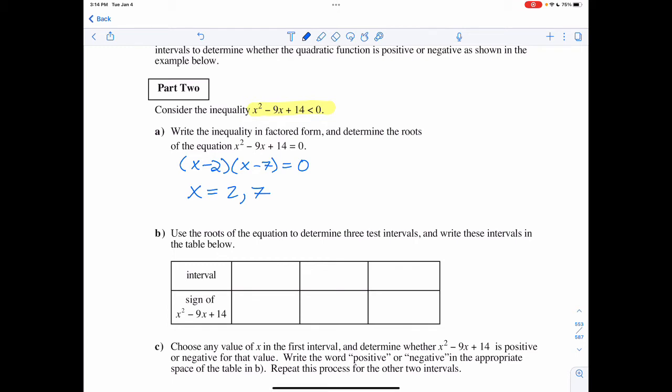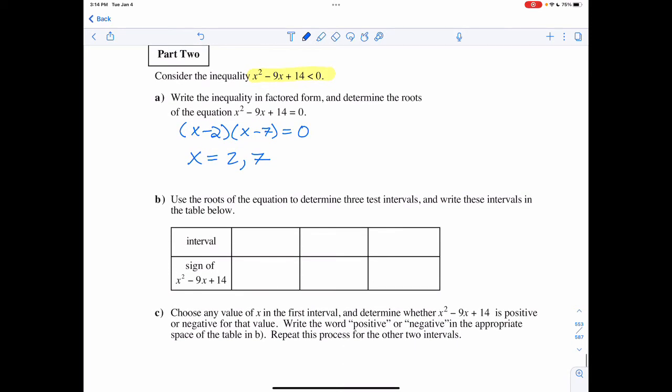I'm going to use the roots to split this into the three regions. One region is when x is less than the smaller root. The middle region is when it's between the two roots, or the smaller root is less than x, which is less than the bigger root. And finally, when x is greater than the bigger root.